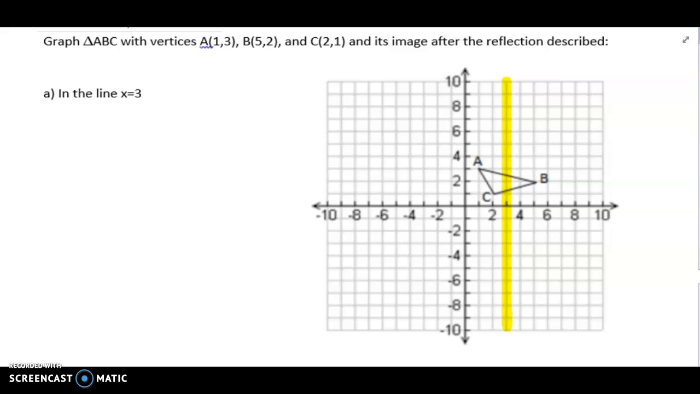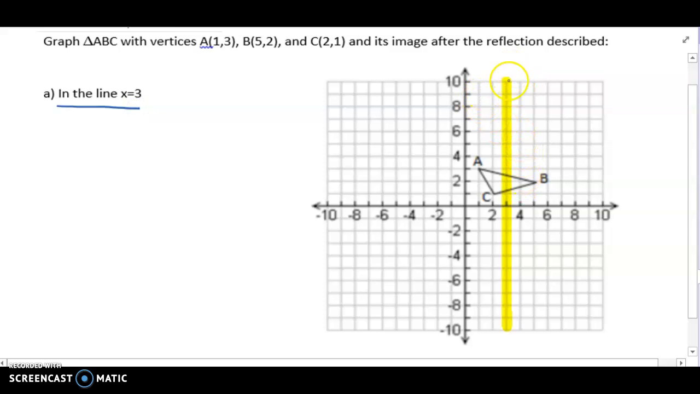All right, guys. So let's look at our note packets. And a lot of the things on this note packet we don't have rules for, so we just have to use our brain and understand what reflecting over a line means. Okay, so here it says graph triangle ABC, which is already graphed for you, and its image after the reflection as described. So we're going to reflect this over the line x equals 3.